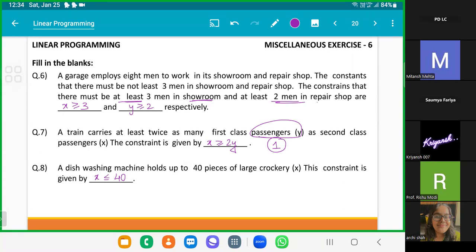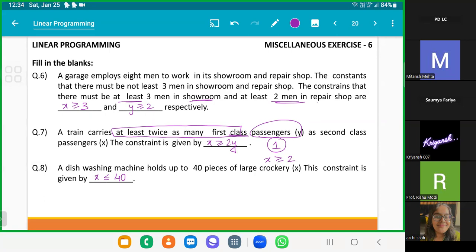0.5, two or more than two, right? Why? Because the question says at least twice. जितने मैं फर्स्ट क्लास पैसेंजर को लेके जाऊंगा उससे डबल या उससे ज्यादा मेरे को सेकंड क्लास पैसेंजर लेके जाना है. So if I take one passenger of first class, that means my constraint becomes something like this, which means my x value is at least 2 or more than 2. It's okay.